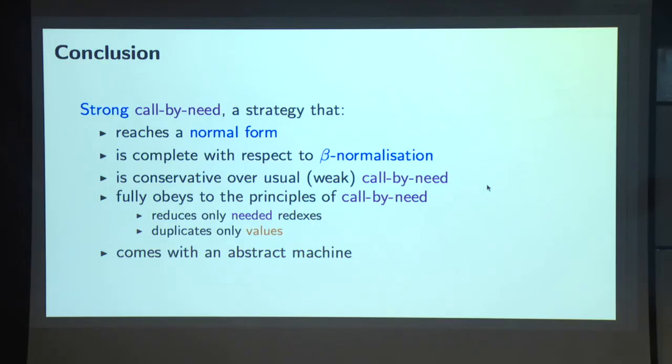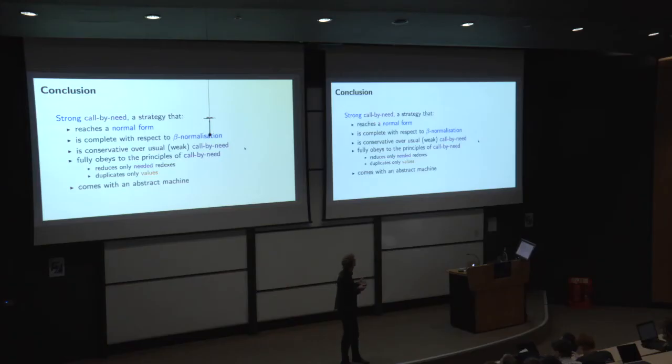So finally, what we have here is the definition of a strong call by need strategy, which is an extension of the already known call by need strategy, but which is complete with respect to lambda calculus. And we have also developed an abstract machine. It's not in the paper, but it should come in some time. Thank you.